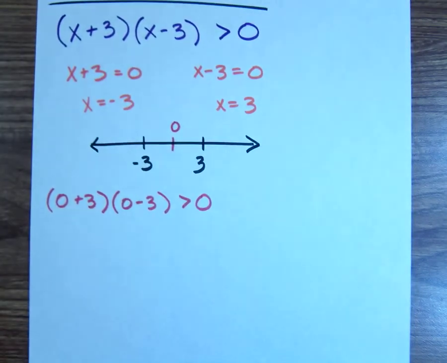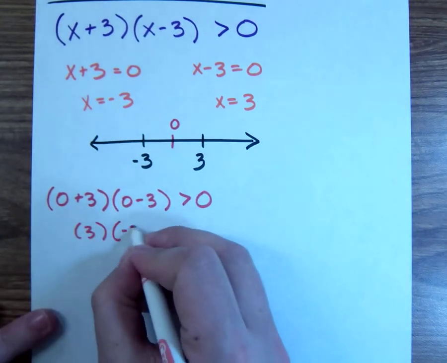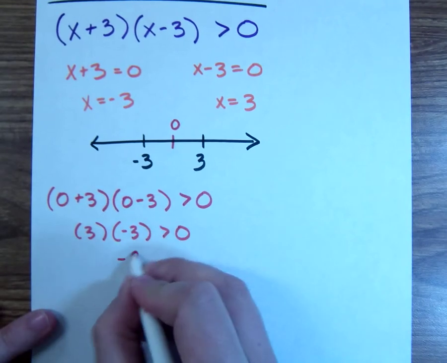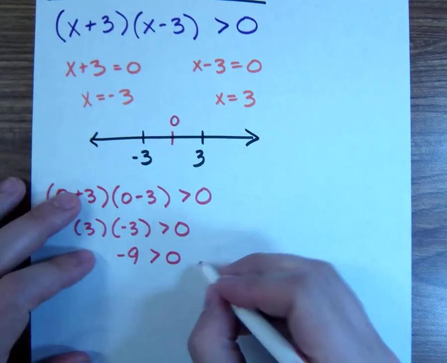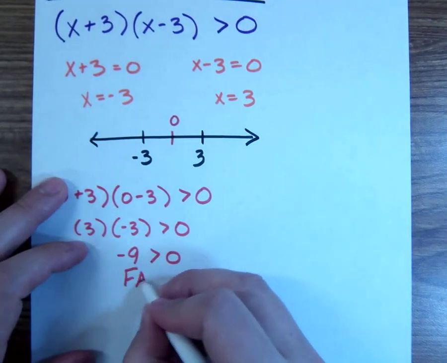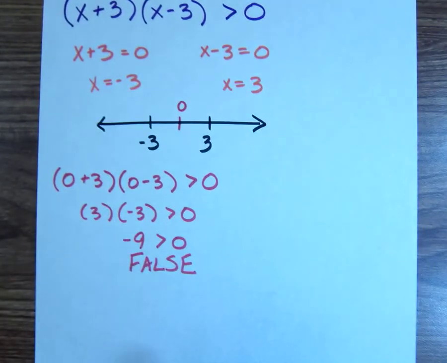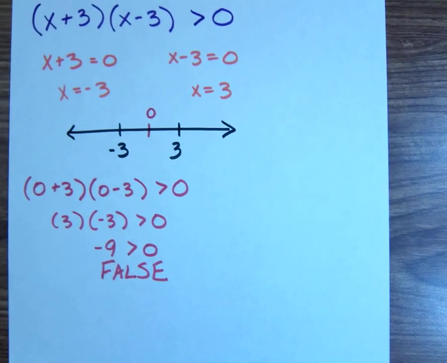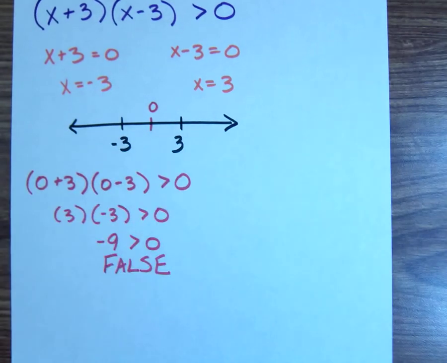Let's go ahead and solve this real quick. 0 plus 3 is 3. 0 minus 3 is negative 3. And 3 times negative 3 is negative 9. That's wrong. So when I picked the number 0, I ended up with a statement that was false. What that tells me is that whatever the solution is, it's not the stuff in between negative 3 and positive 3. That is not part of my solution set.